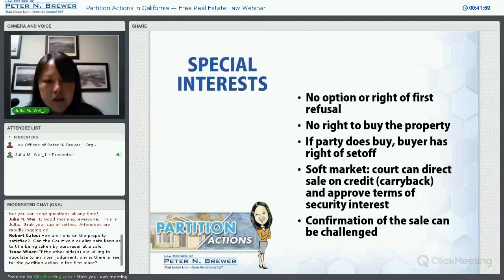All right, so if the other side is willing to stipulate to an interlocutory judgment, why is there a need for the partition action in the first place? Sometimes people don't have enough information, and what you see oftentimes is party A and B are trying to talk it out, and they can't agree on the listing agent, and they can't agree on when to sell because one party wants to time it, another party wants to wait for some event to occur. If one co-owner has decided the other one is being unreasonable or they really can't get some traction, their only remedy is to seek the partition.